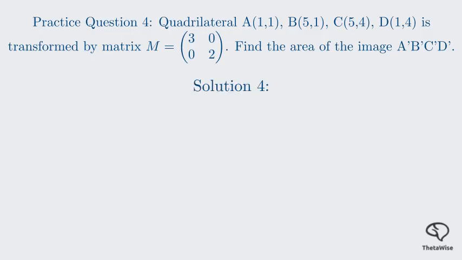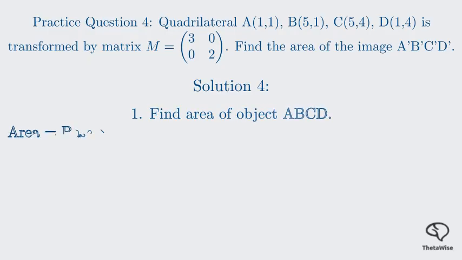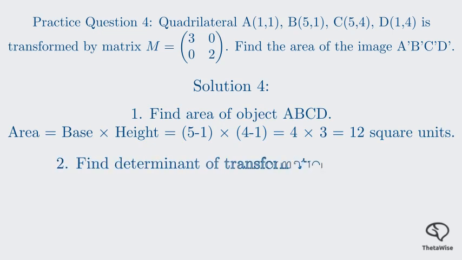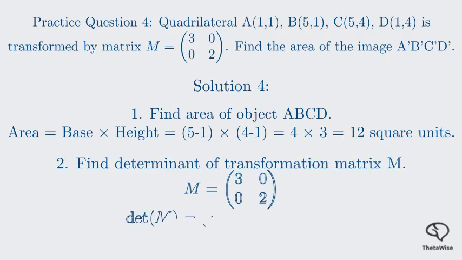To find the area of the image, we only need 2 things: the area of the object and the determinant of the transformation matrix. The object is a rectangle with vertices A(1, 1), B(5, 1), C(5, 4), D(1, 4). Its base is 4 units and its height is 3 units, so its area is 12 square units. Next, we find the determinant of the transformation matrix M. The determinant is 3 times 2 minus 0 times 0, which is 6.